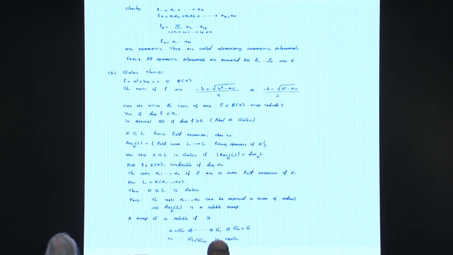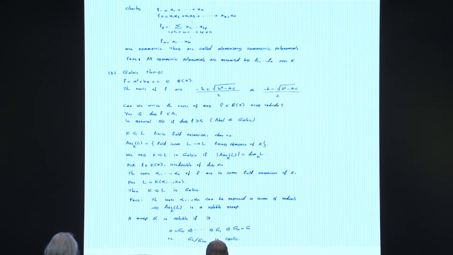And it has the structure of a group, and since this is a finite extension, this is a finite group. And we say that this field extension is Galois if the size of this group is exactly the dimension of L over K as a vector space.